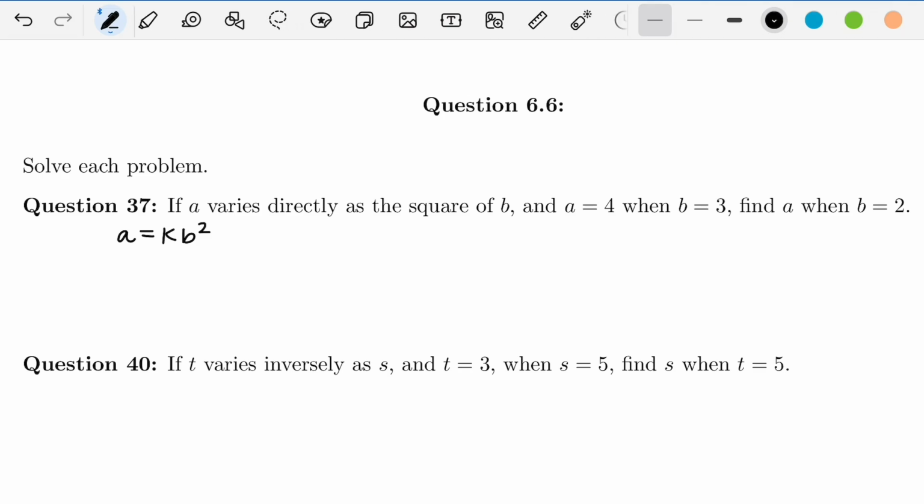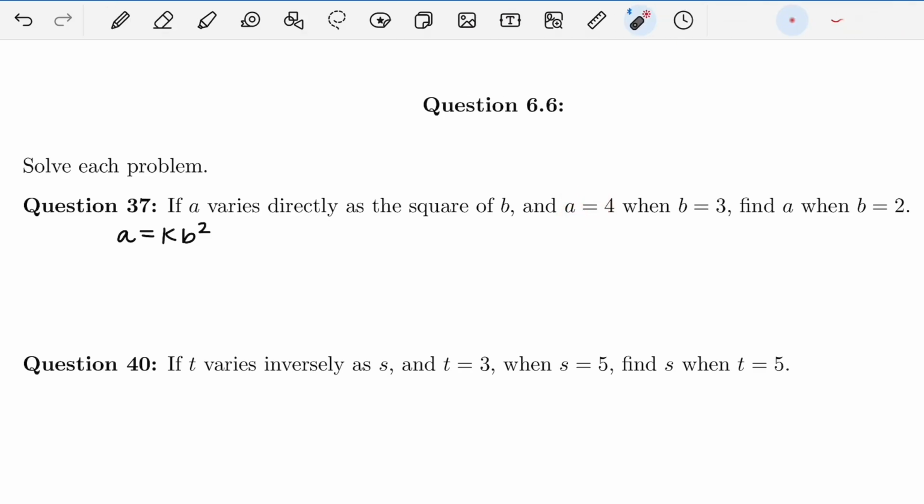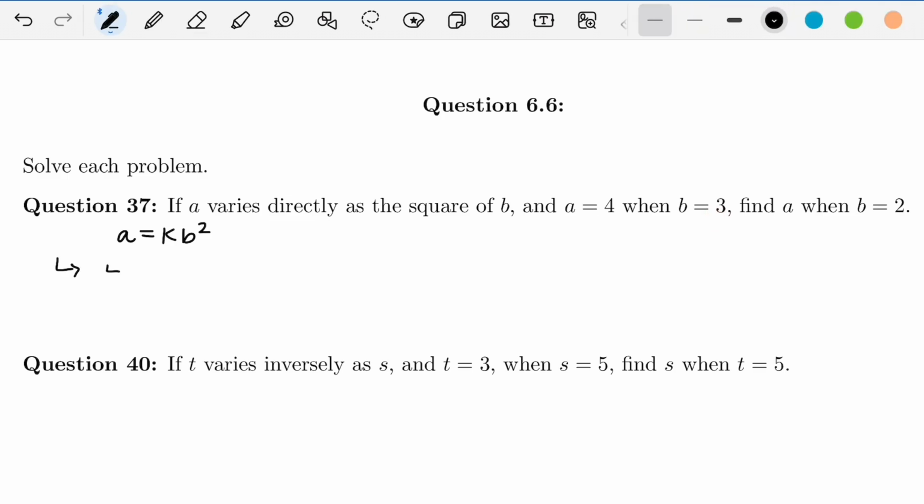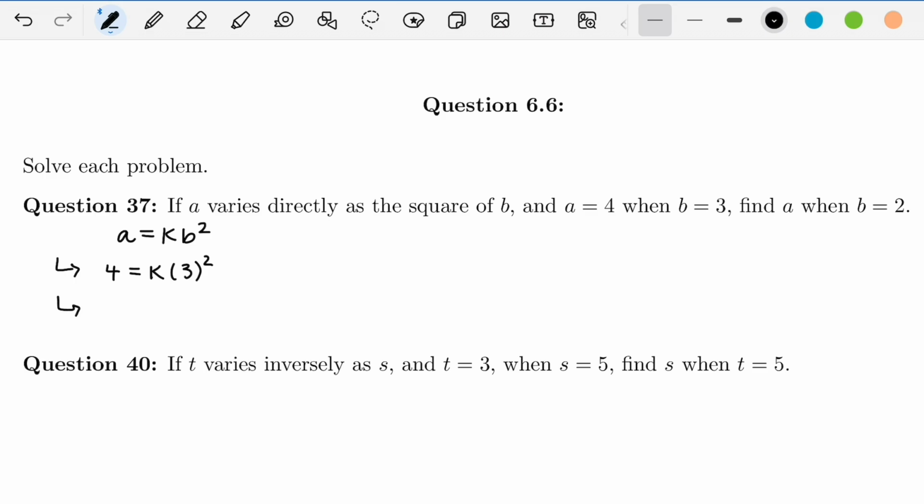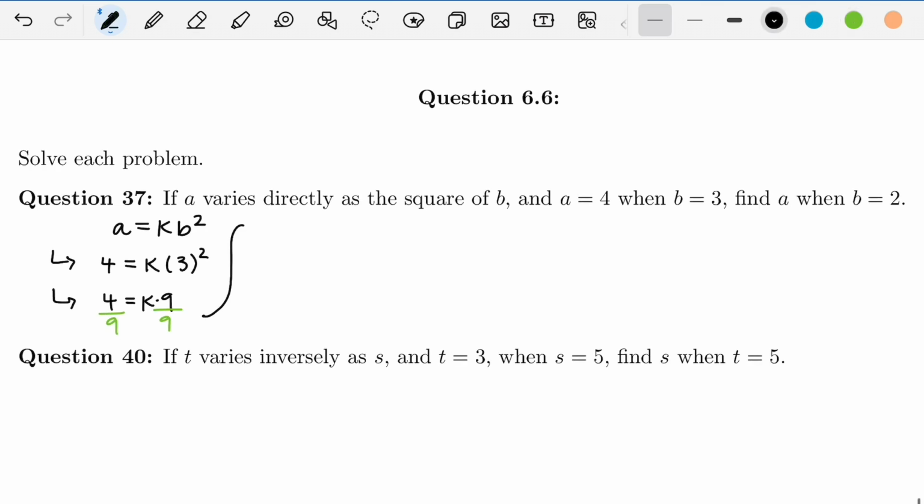Now from here, we're going to plug in our relevant information. A is equal to 4 when b is equal to 3. So we're going to have 4 is equal to k times 3 squared. And what we want to do is find this constant of variation k. So we know we're going to have 4 is equal to k times 9. And then solving for k, we're just going to divide by 9 on both sides. This tells us that our constant of variation k is going to be equal to 4 over 9.